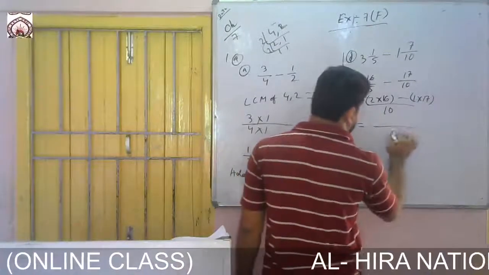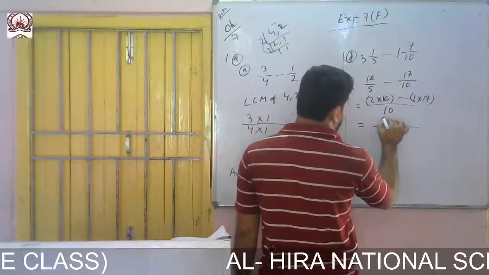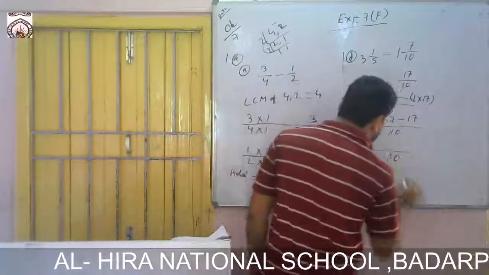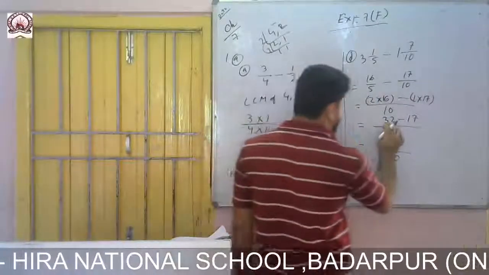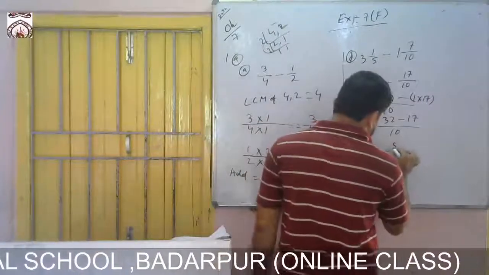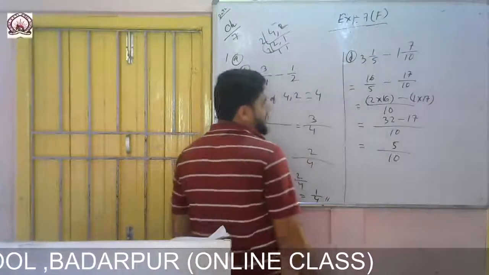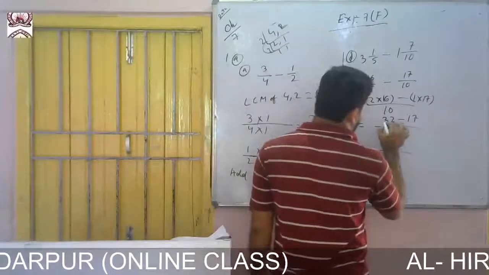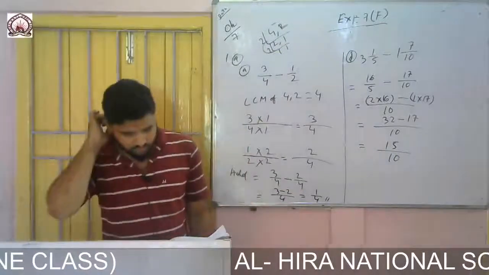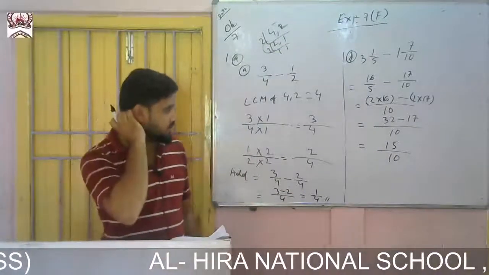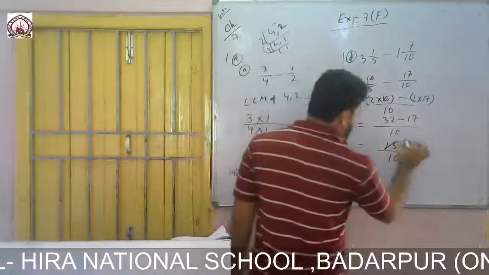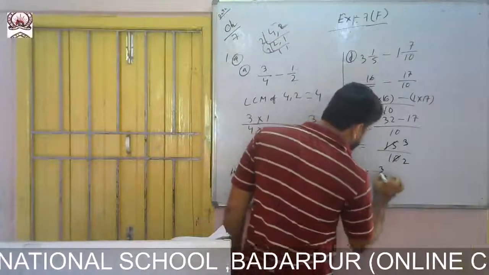So 10 by 32 minus 17. 32 minus 17 is 15. 12 minus 7 is 5. Here 2 remains. 2 minus 1 is 1. So the answer is 15 by 10.